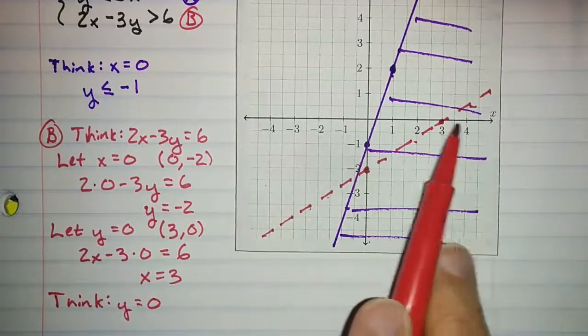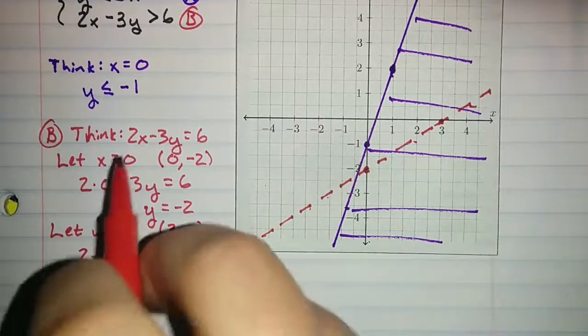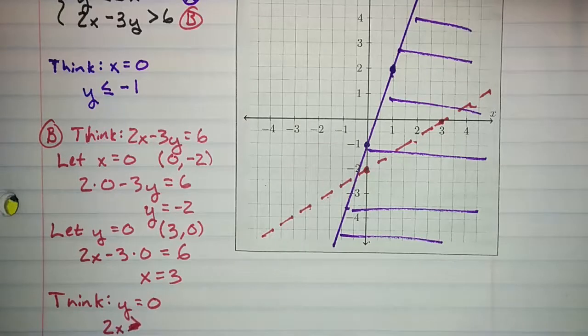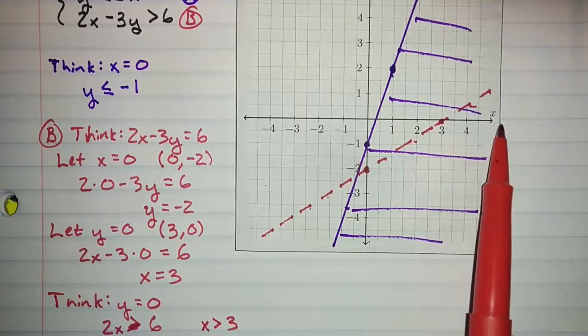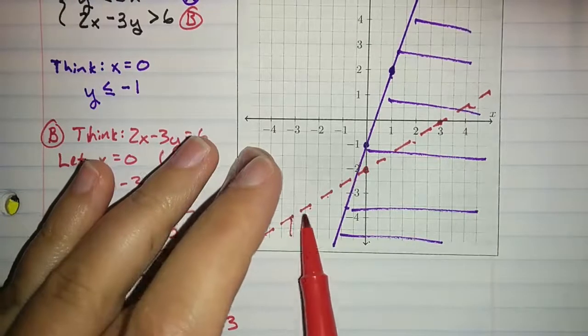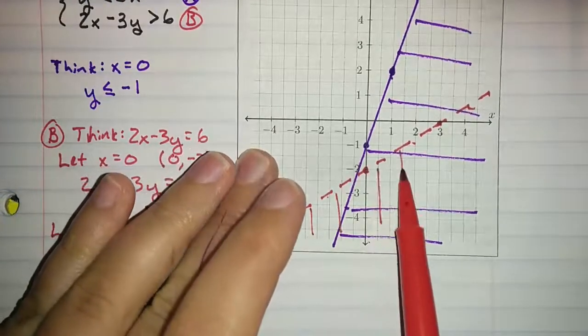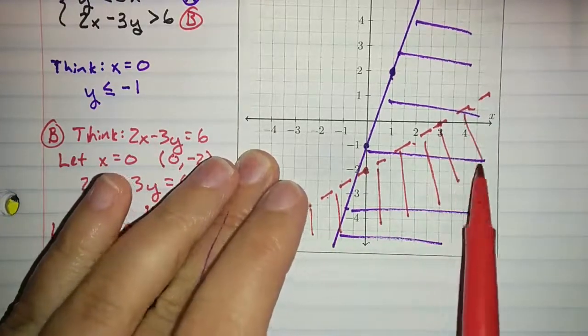So I'm going to be thinking about the x-axis. I'll get 2x is greater than 6. So that's where x is greater than 3. x is greater than 3 over here. So I want to shade this side of the second line.